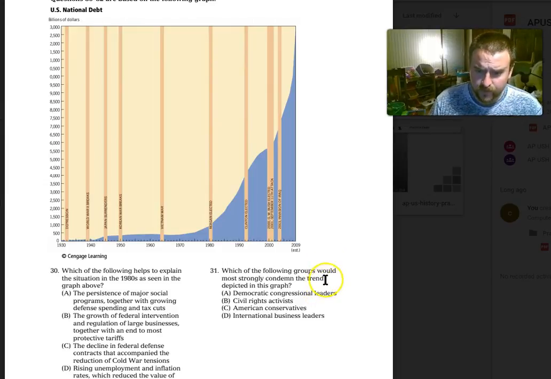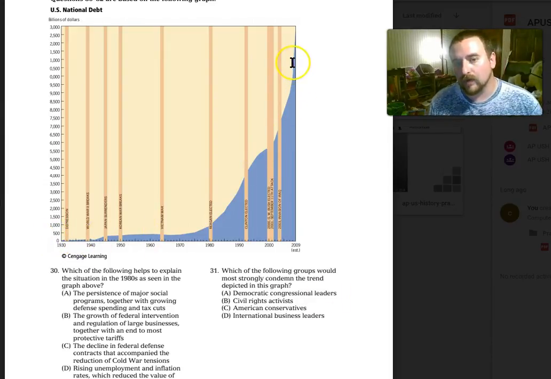Alright, so 31. Which of the following groups would most strongly condemn the trend depicted in this graph? So we got either Democratic congressional leaders or civil rights, or no, C or A. So we got Democratic congressional leaders or American conservatives. The big thing here is going to be the runaway debt. Right? Conservatives, they're tight with their money. They don't want to spend it on a lot of different things. So this idea that we're running up a debt for these businessmen, part of the Republican Party, that's concerning to them. And that's why this one is going to be C.